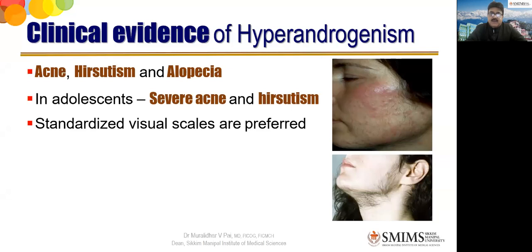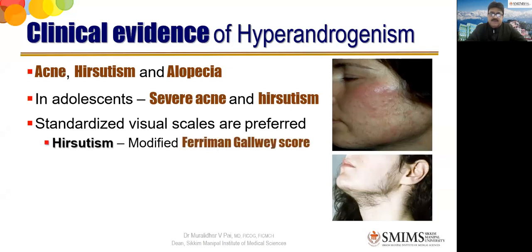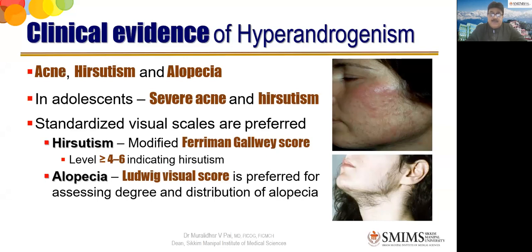Standardized visual scales are preferred. All of us know that for hirsutism, the modified Ferriman-Gallwey score is done. Levels more than 4 to 6 indicate hirsutism. For alopecia, there is something called the Ludwig visual score, which is preferred for assessing degree and distribution of alopecia.